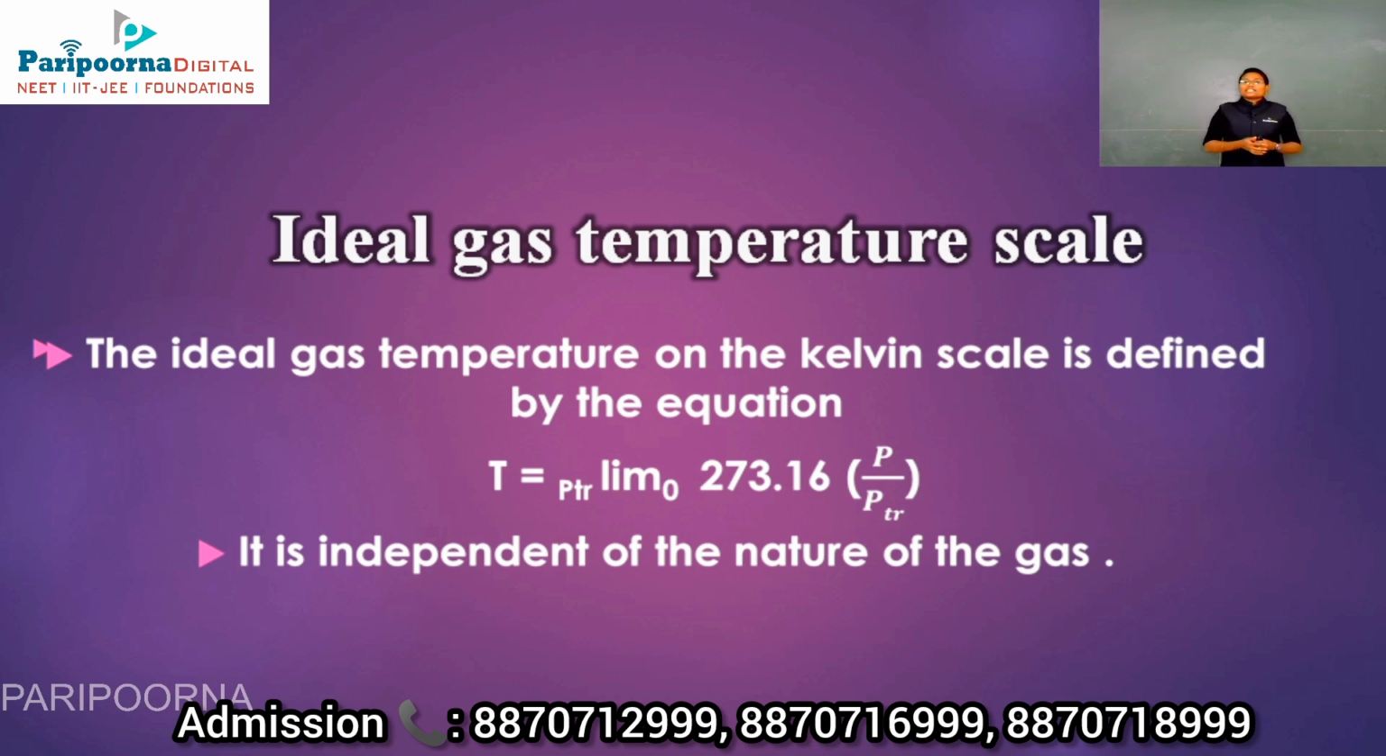So, the ideal gas temperature on the Kelvin scale is defined by the equation T equal to T_TR, that is the limit from 0 to P_TR, 273.16 into P by P_TR, that is the triple point of water, and it is independent of the nature of the gas.